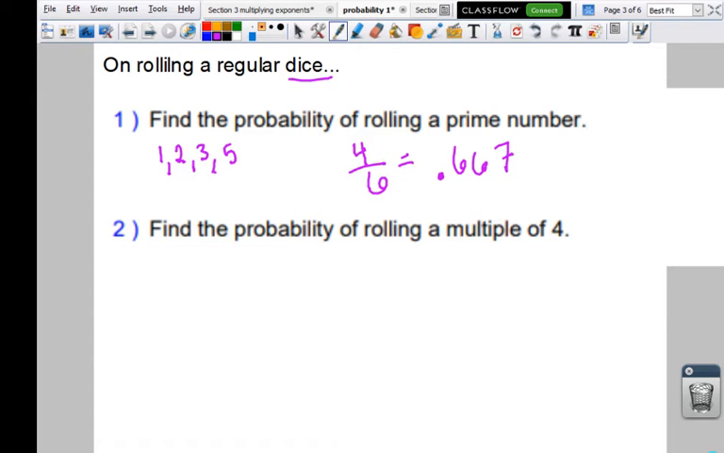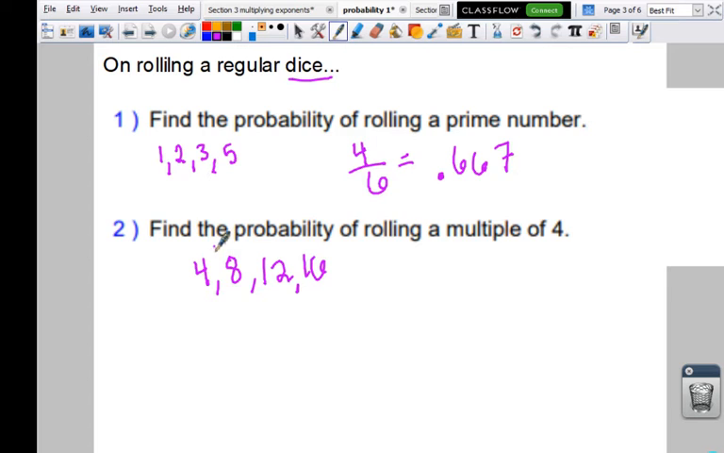Okay, we're going to do the next one. Find the probability of rolling a multiple of 4. A multiple is where you take this number and count by it. So 4, 8, 12, 16, those are multiples. So how many multiples of 4 show up on a regular die? Just 4. It's like you're counting by 4s: 4, 8, 12, 16.